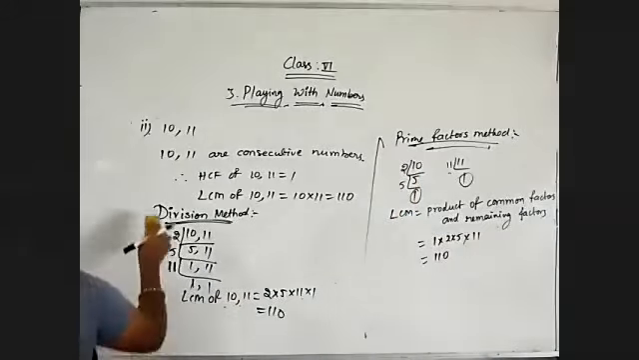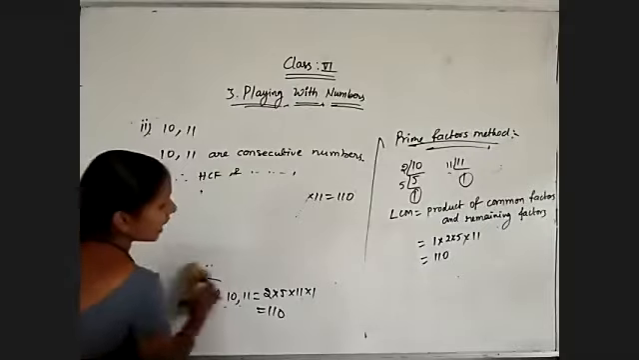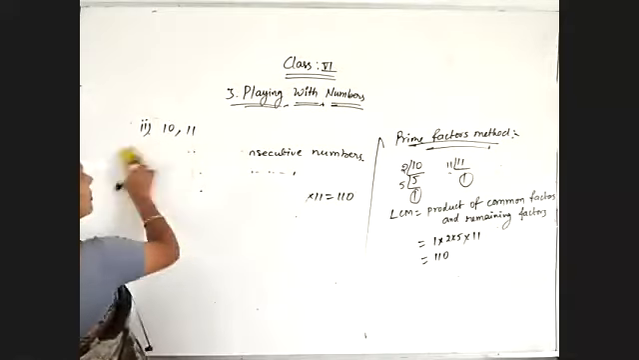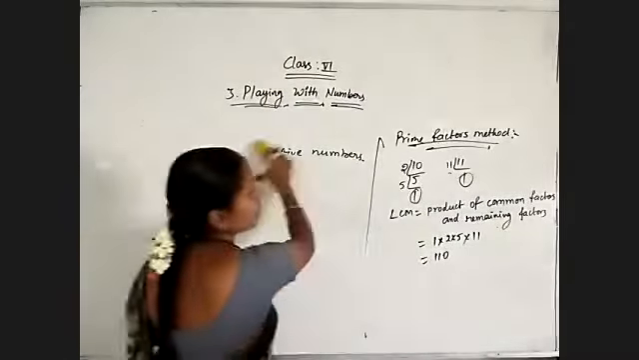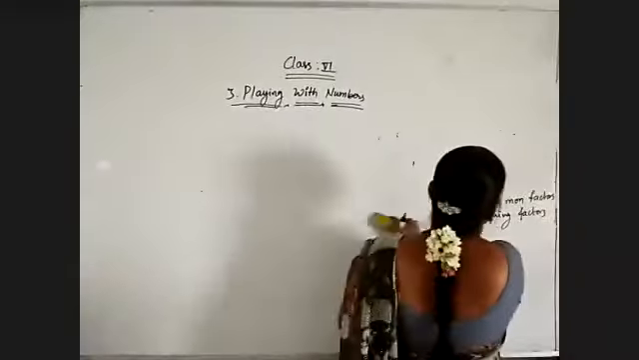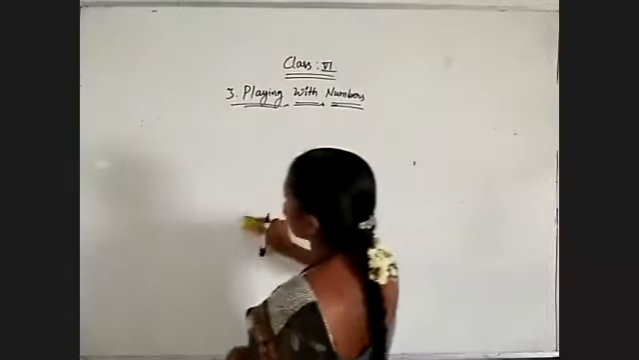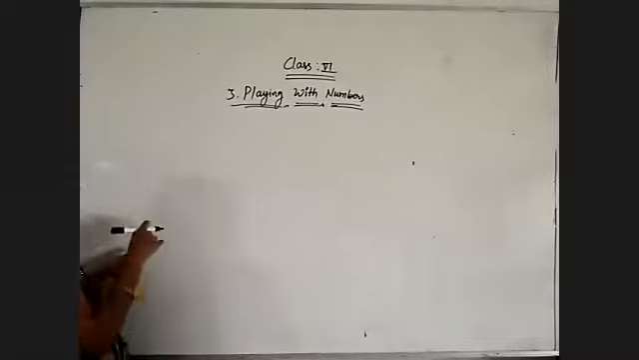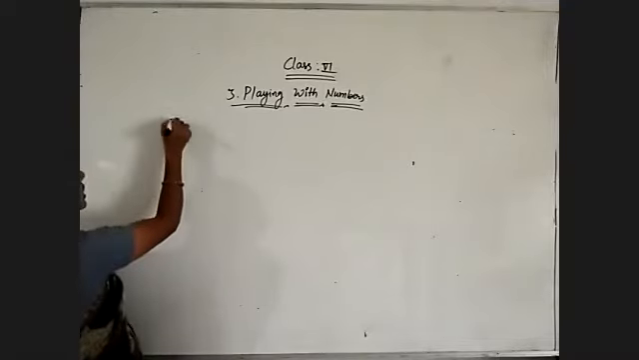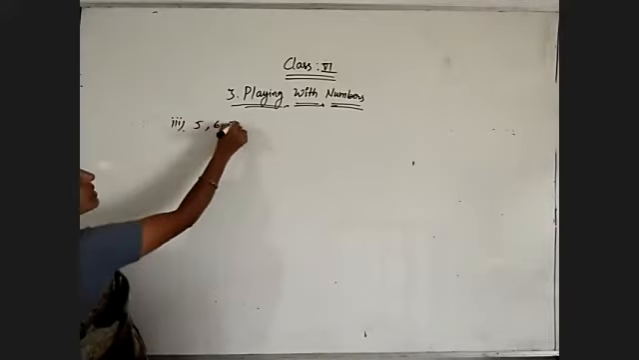Now 5, 6, 7. 5, 6, 7 are consecutive numbers. Three consecutive numbers, yes or no? So their HCF is equal to 1 and LCM is equal to 5 into 6 into 7. So here, what am I writing? Third one: 5, 6, 7.